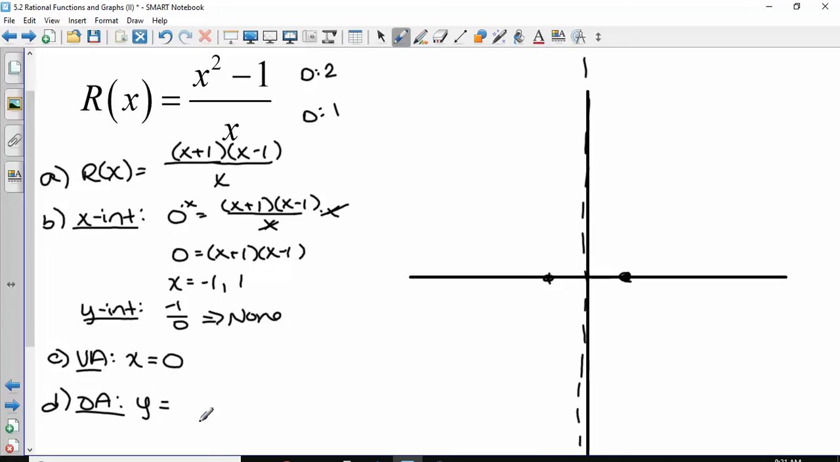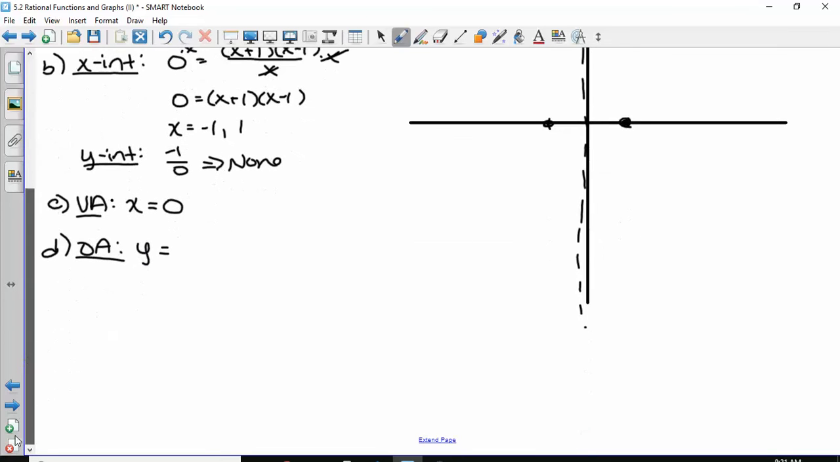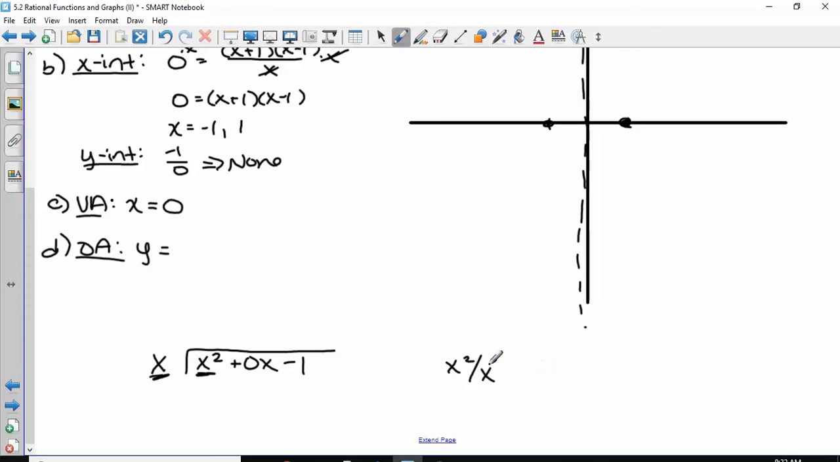So we're looking for a line, y equals mx plus b. Remember, to find oblique, we did long division. The x went on the outside, inside was the numerator. I'm going to put in a 0x just to help me. Okay, we don't have to do the full long division. We just need to get the equation of this line. So you divide the first terms. X squared divided by x is x.